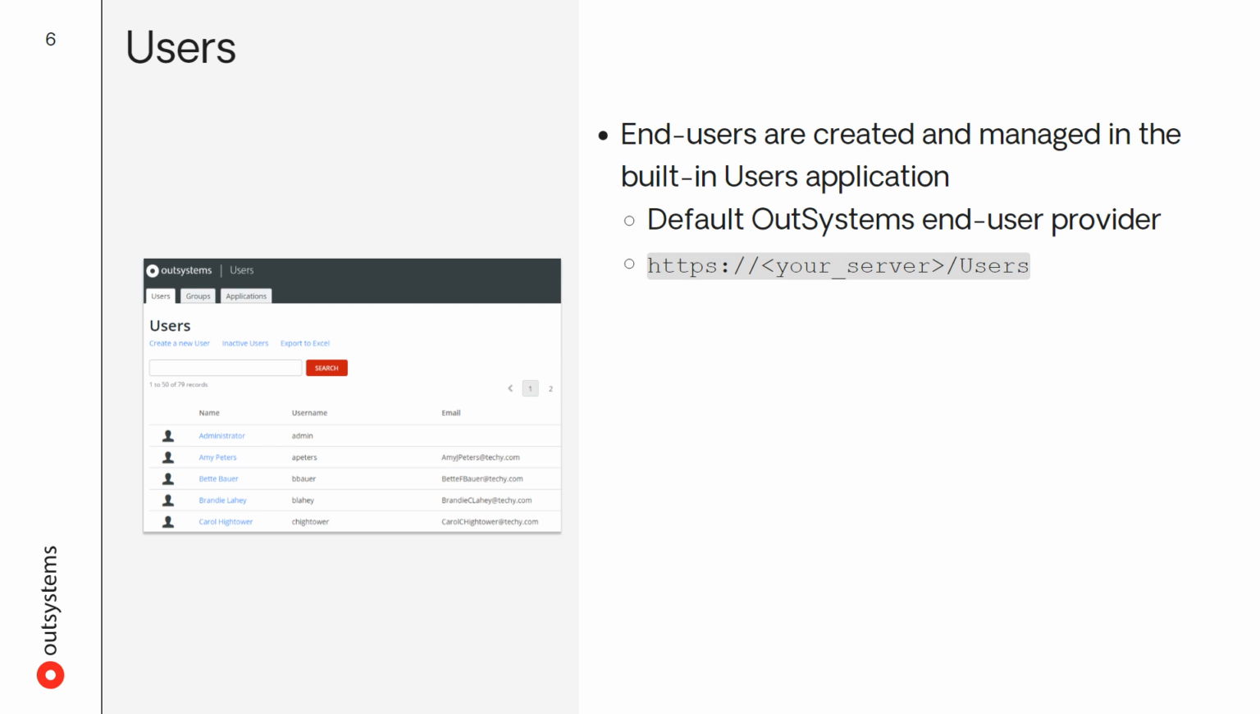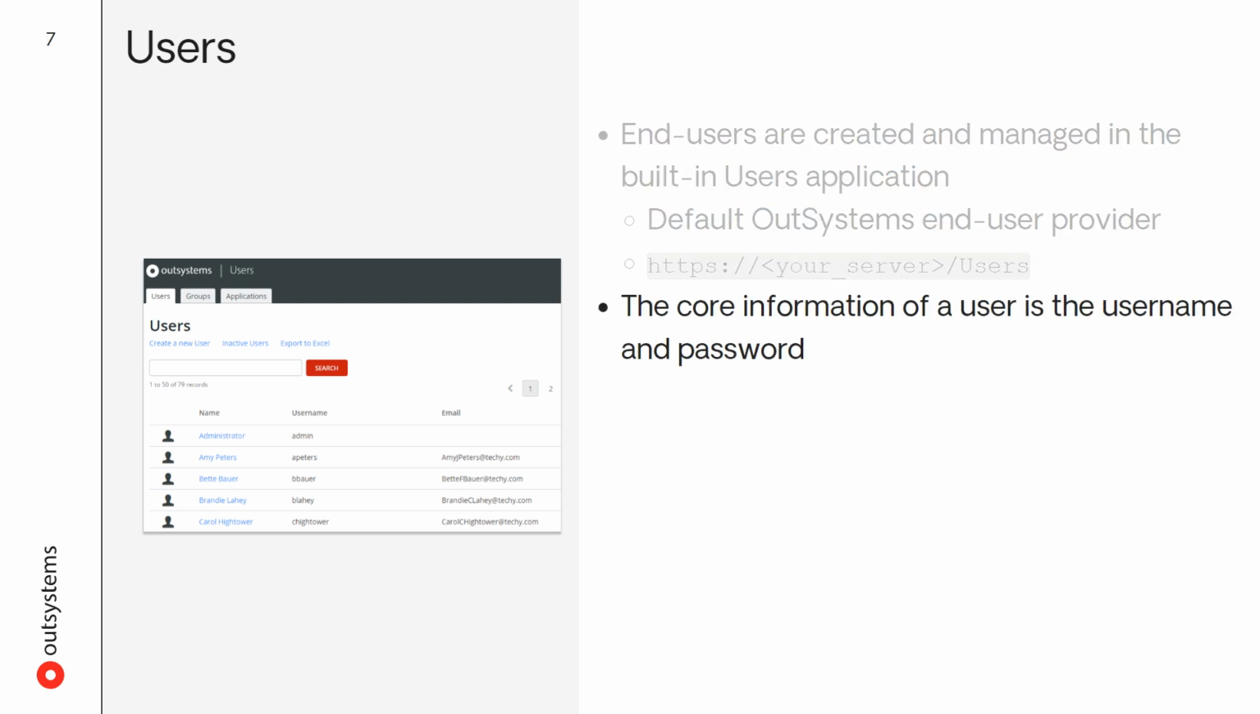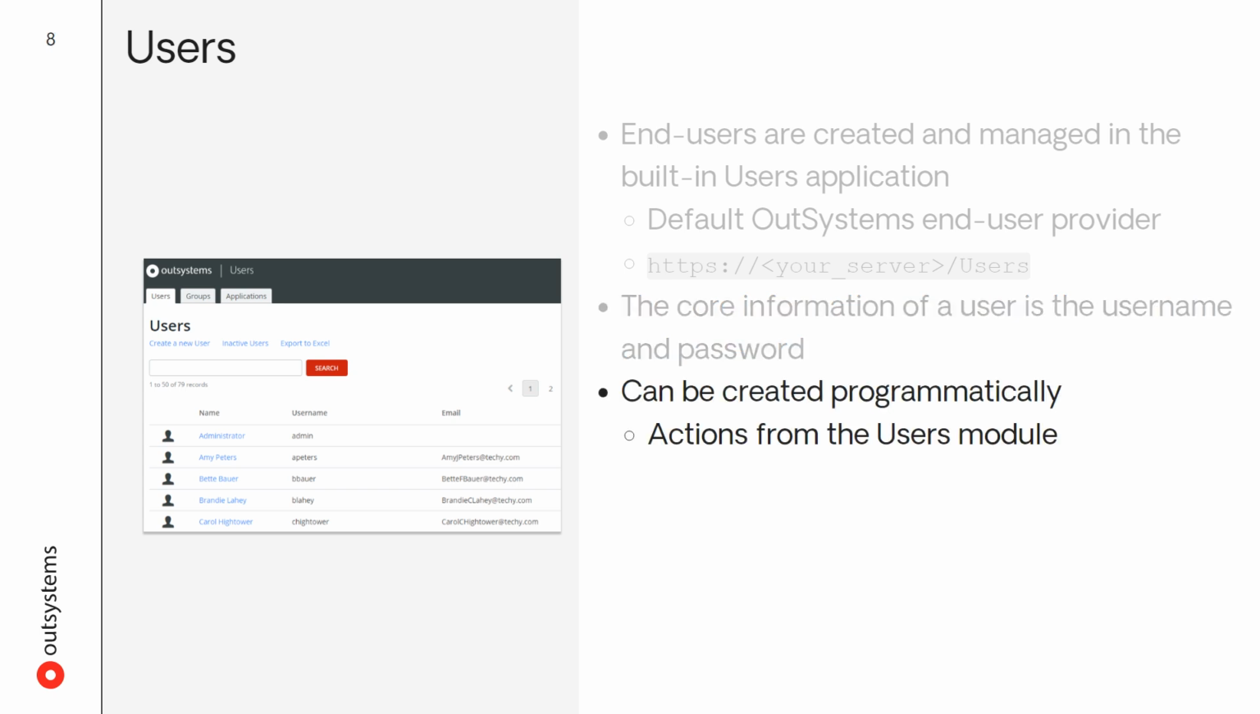Let's now start by defining who the end users of our applications are. In OutSystems, end users are created and managed in the built-in Users application. This application is the default OutSystems user provider, and it has a back office that you can access using the browser. In this back office, we can create and manage our end users. The core information that identifies a user is the username and the password. The users can also be created programmatically in our applications. The Users module has a set of actions, including create or update, that we can use inside logic flows.